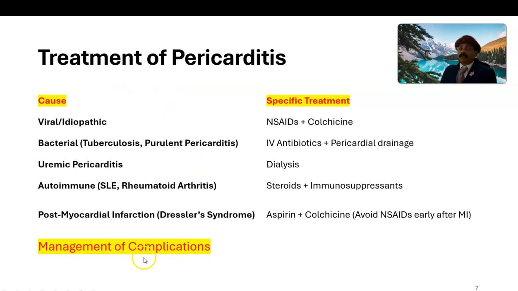Treatment is followed by management of complications. If there is pericardial effusion, then we go through pericardiocentesis. If it is cardiac tamponade, we must go through pericardiocentesis. We must watch for any future collection of fluid, so continuous surveillance is also important.